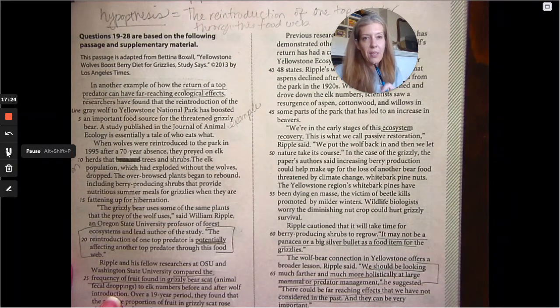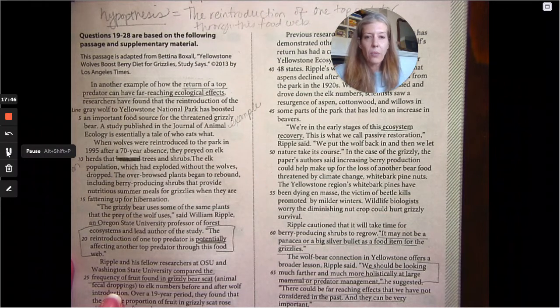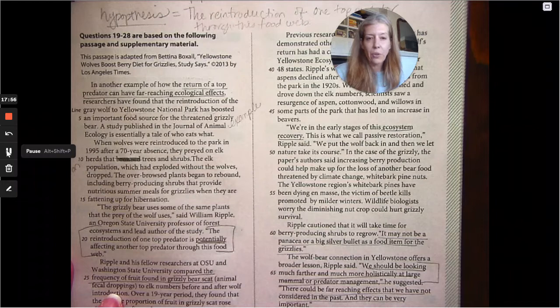All right, so here's the deal. What I just did automatically was think, I don't know how many of my students would know what a panacea was. And we're trying to figure out what a big silver bullet was, and how they're using it in this context. My brain just went automatically into a most nearly means, like make it into a most nearly means. So Ripple cautioned that it will take time for berry-producing shrubs to grow. It may not be a cure as a food item for the grizzlies.